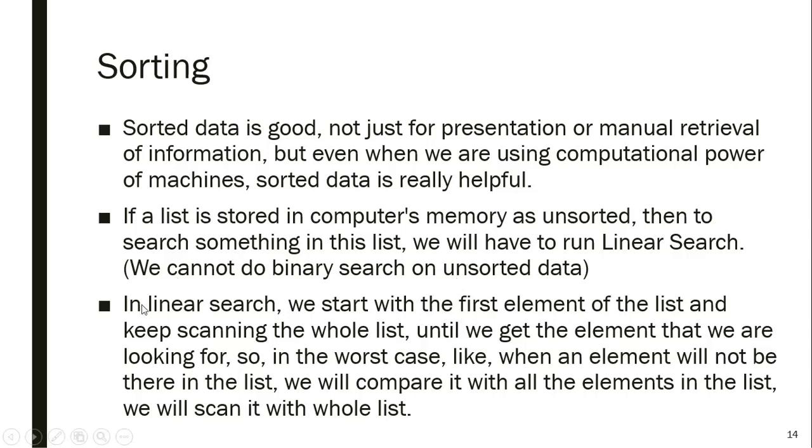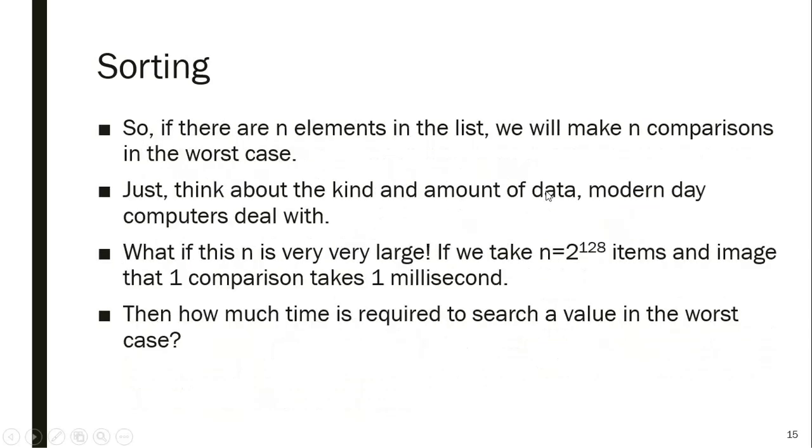So in linear search, what is the worst case time complexity? Order of n. We start with the first element of the list and keep scanning the whole list until we get the desired element. In the worst case, when the element is not in the list, or it is the last element in the list, we will compare it with all the elements one by one from left to right, and then we may find the value, or the search is unsuccessful. So if there are n elements in the list, we will have to make n comparisons. In other words, it takes order of n, or big O of n time.